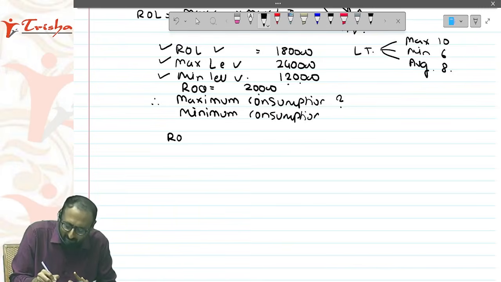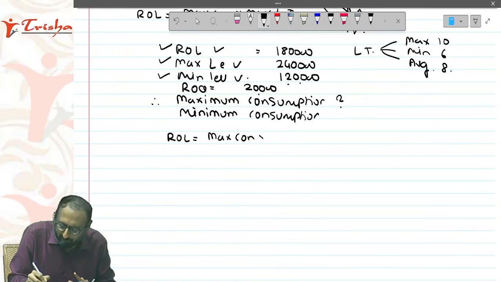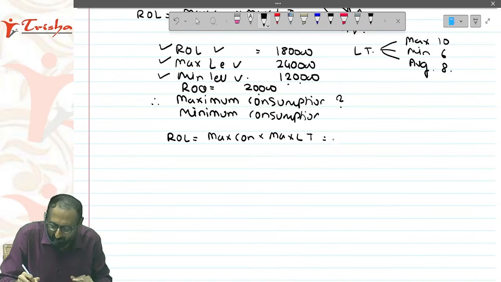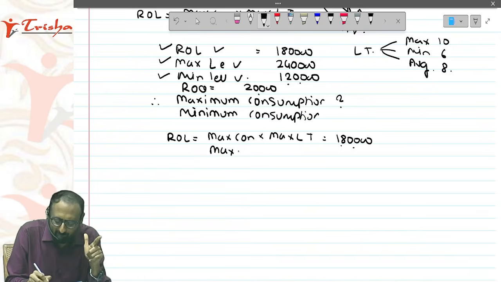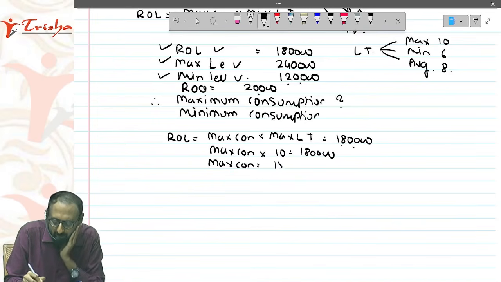Is it reorder level, Sirji? So what is the formula for reorder level? Maximum consumption multiplied by maximum lead time, plus safety stock. Safety stock is not given in the question, so it equals 1,80,000. Maximum consumption into maximum lead time, which is 10, is equal to 1,80,000. So maximum consumption will be 18,000.